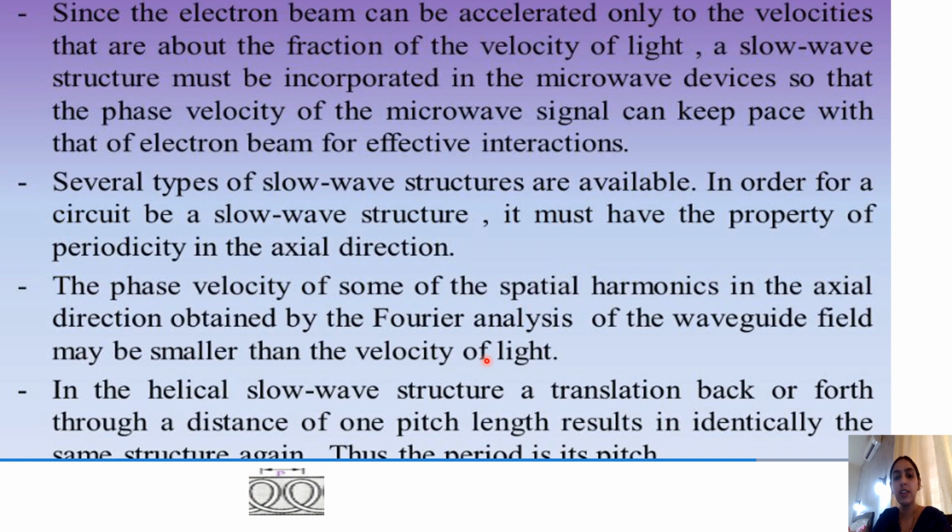But when we incorporate a slow wave structure and analyze the waveguide, we find that the phase velocity is smaller than the velocity of light. In the helical slow wave structure as shown, when we translate back or forth through a distance of one pitch, it again results in an identical structure. So we have a periodicity in the axial direction. Here P is the pitch, which is the same as the period. Thus the period in the case of a helical structure is its pitch.